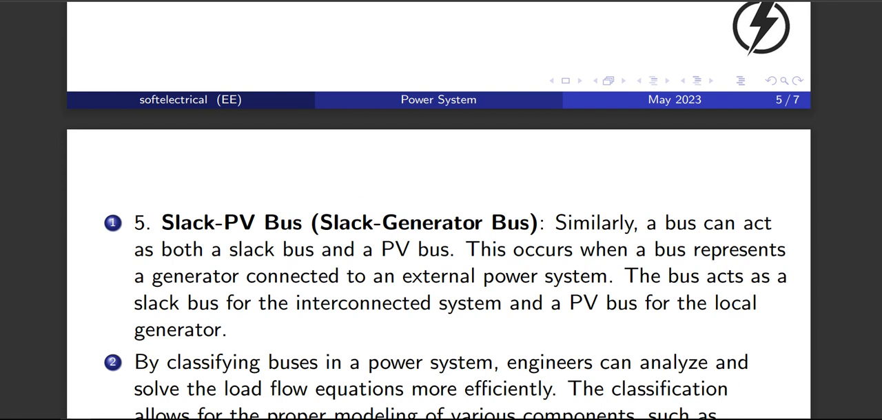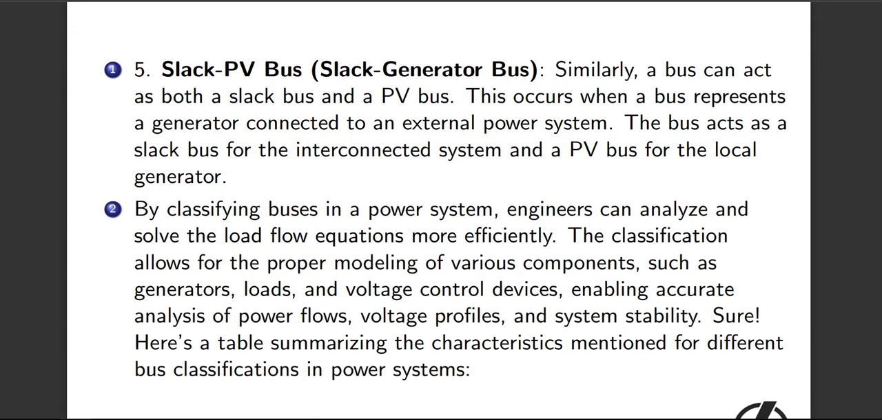5. Slack PV bus, slack generator bus. Similarly, a bus can act as both a slack bus and a PV bus. This occurs when a bus represents a generator connected to an external power system. The bus acts as a slack bus for the interconnected system and a PV bus for the local generator.